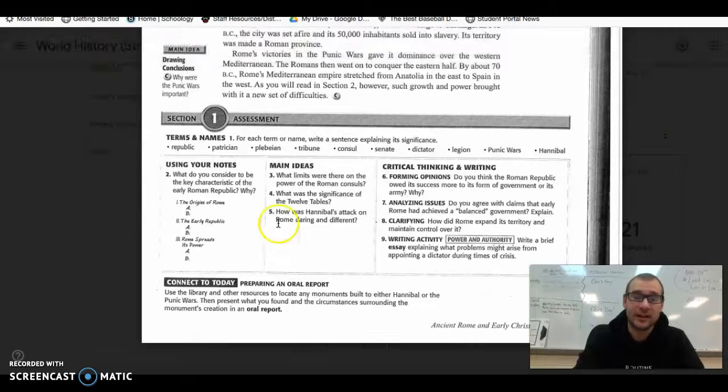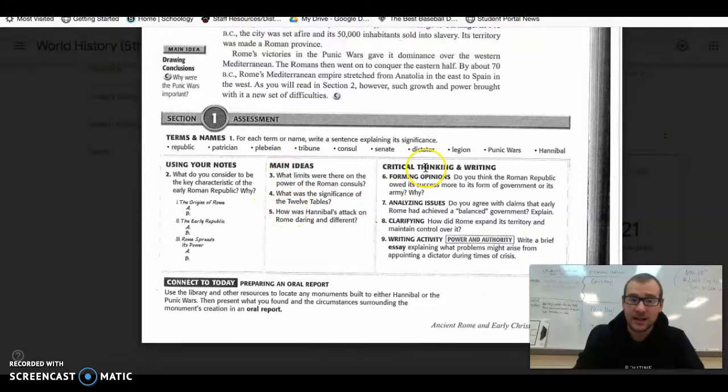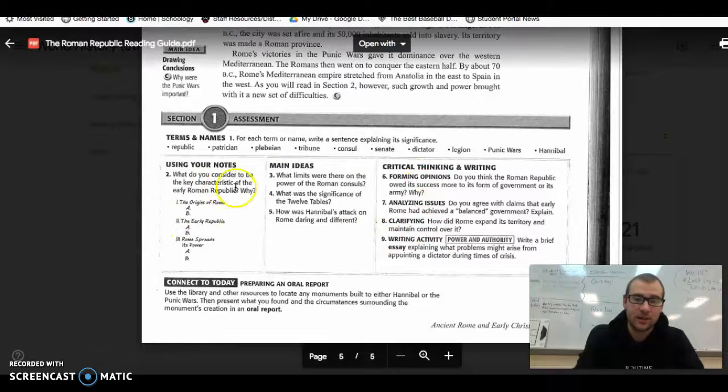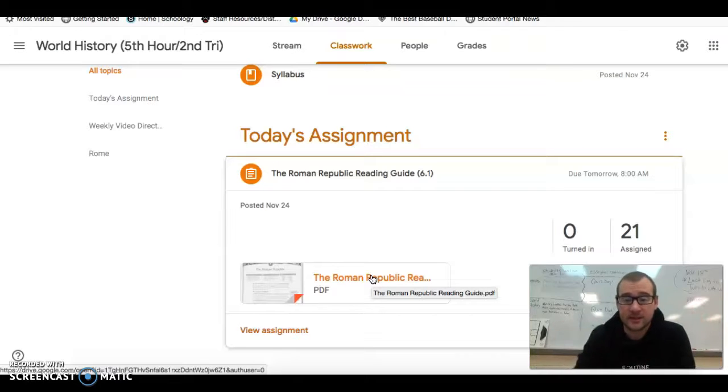Just read through this little reading guide from the book, answer the terms and names, answer the main idea questions, and answer the critical thinking and writing part. But just skip number 2, and skip number 9, and then we're never going to worry about that either. All right, that's basically it, people. Tomorrow we're going to look at Rome's big rival, Carthage, and then on Wednesday we'll start taking notes and putting pieces together when I'm lecturing. But that's it. This is the assignment today.